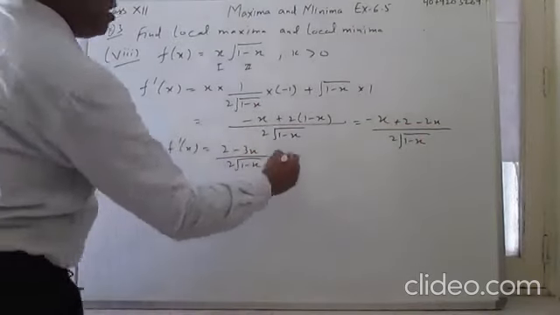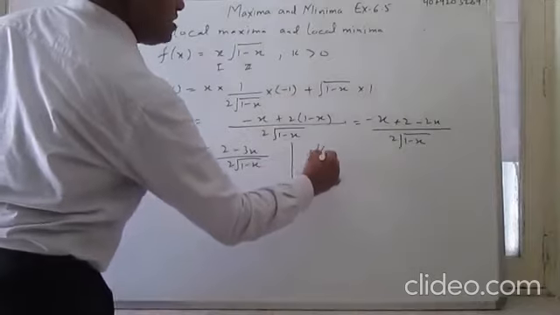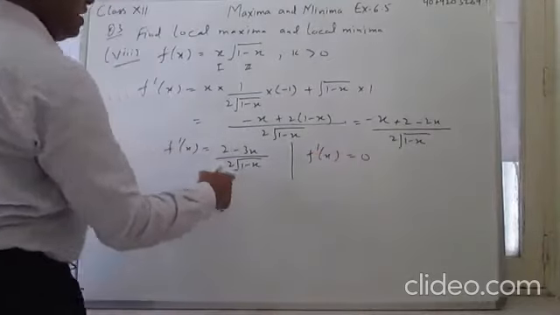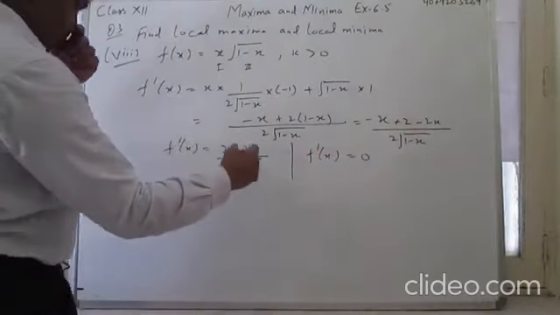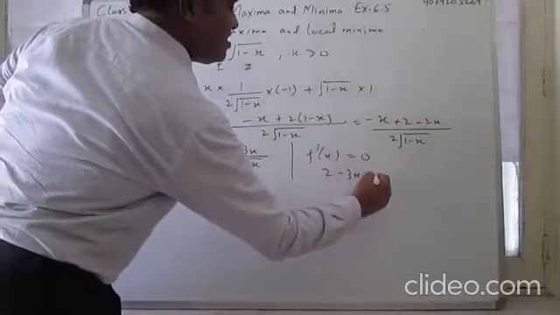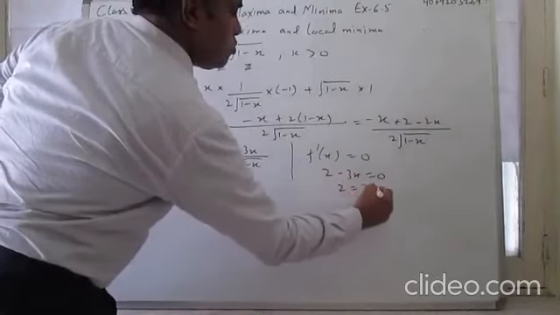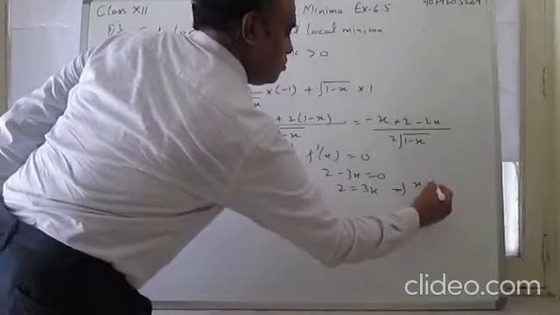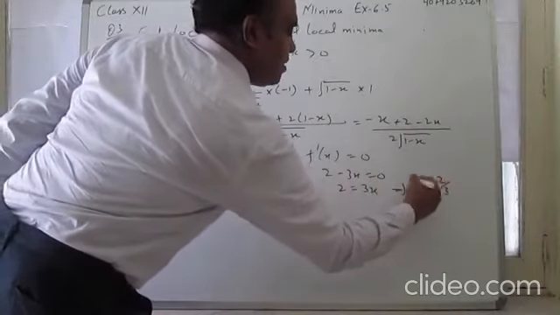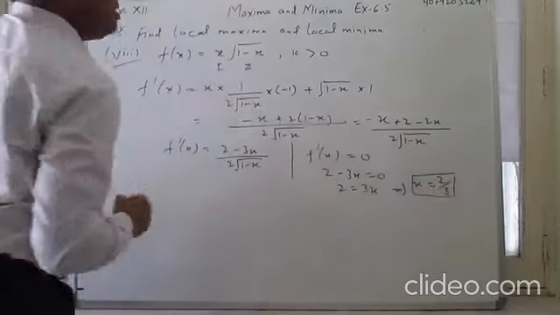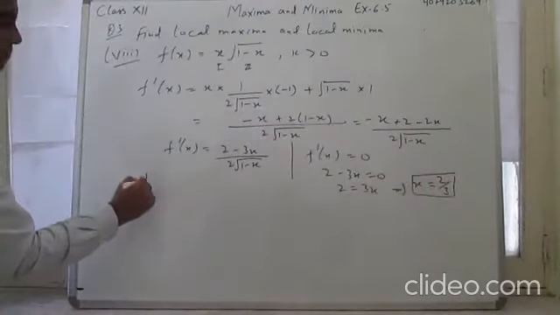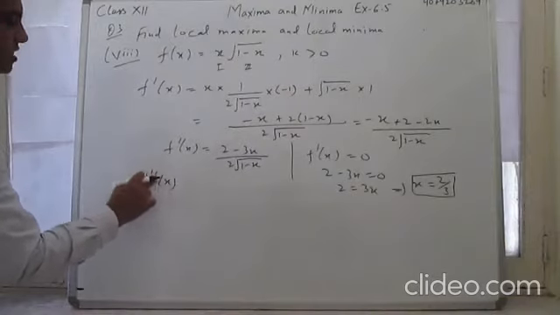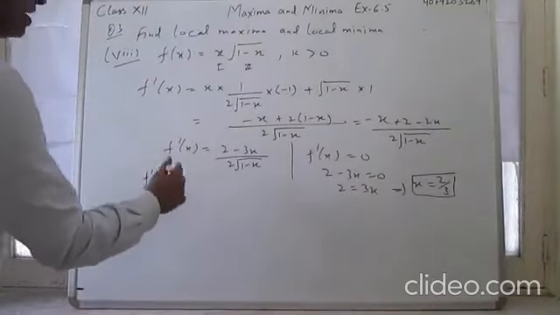So f dash x is equal to 2 minus 3x upon 2 under root 1 minus x. Now you take f dash x is equal to 0. If you set it to 0 and cross multiply, you will get 2 minus 3x is equal to 0, 2 is equal to 3x. So this implies x is equal to 2 by 3. This is the point. x is equal to 2 by 3 is the point. Now I find f double dash x. For checking the sign, we have to find f double dash x.